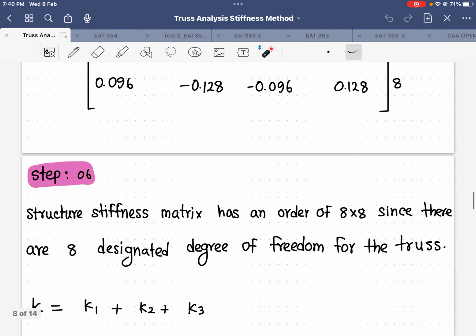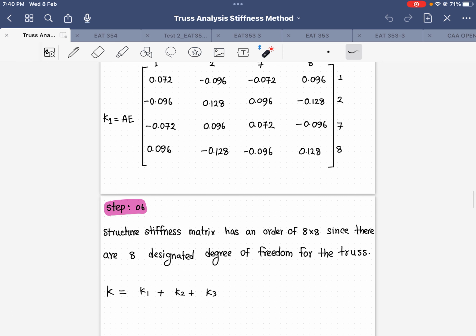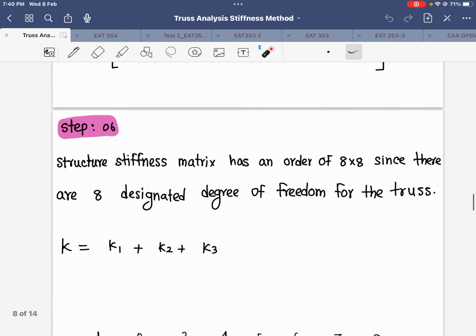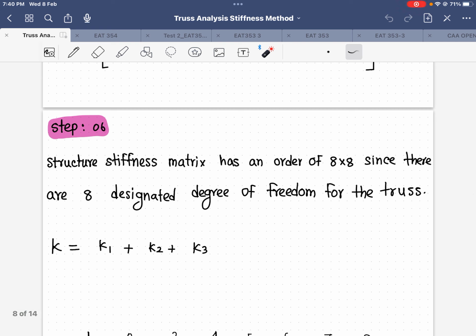So what I will get: in this case I have 3 members, so I find the stiffness matrix for 3 members. So I get k1, k2 and k3. Now it is time to do the addition.